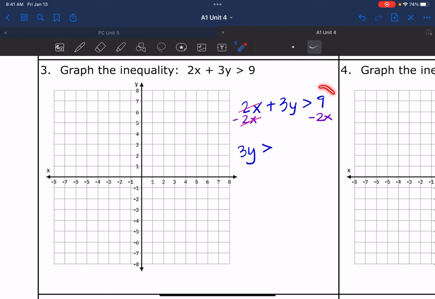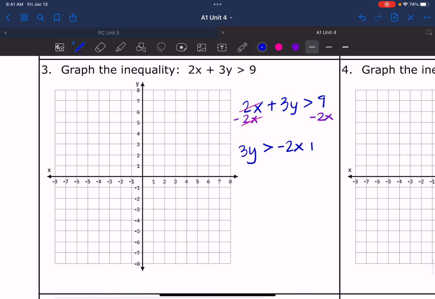And then over here on this side, since the 2 has an x and the 9 doesn't, we cannot put them together. The only thing we could do is write them next to each other. So I'm going to start with negative 2x. And then this 9 is positive, so I'm going to put plus 9. Okay, but here's our y. It's still not alone. There's a 3 in front of it. So now we need to divide by 3.